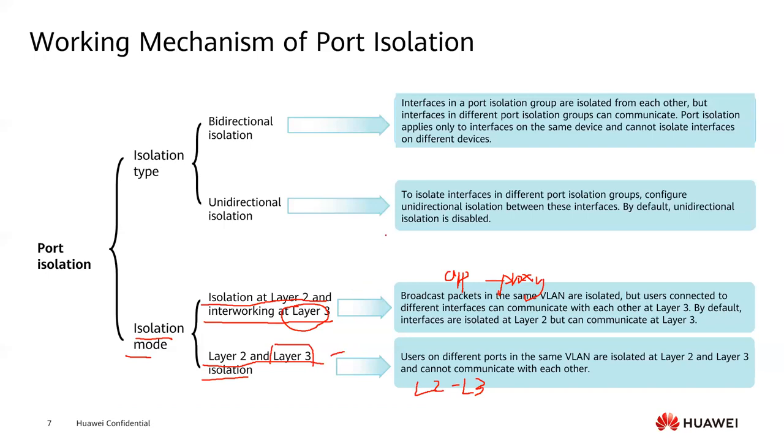And for the directions, I think we didn't need to limit. Why? Just because all the isolation in Huawei devices is bidirectional. You can find that by default, unidirectional isolation is disabled. And in real networks, nobody uses unidirectional isolation. It means just one-way isolation. Nobody uses it. We use bidirectional isolation.